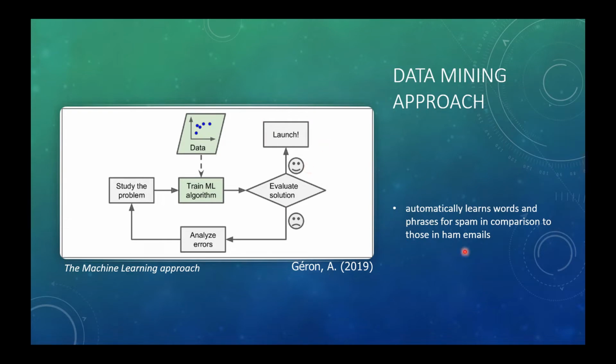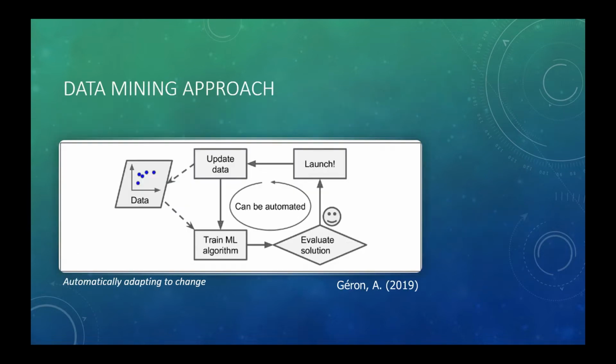Okay, so as it says here, it automatically learns words and phrases from spam in comparison to those in ham emails. Later, we're going to talk about these algorithms. Now, another thing in the data mining approach, which the traditional approach misses, is that data mining or machine learning can be automated. What do we mean by automated?